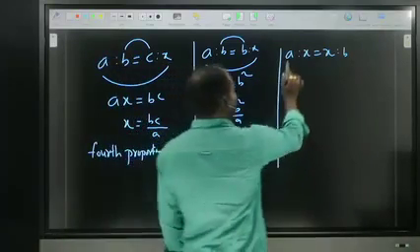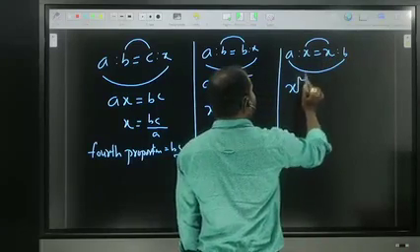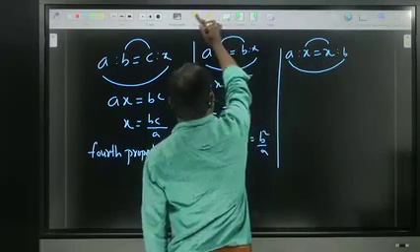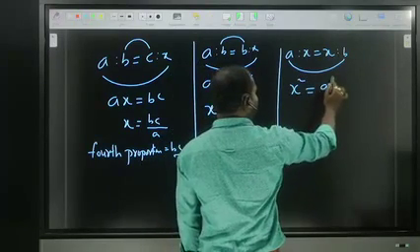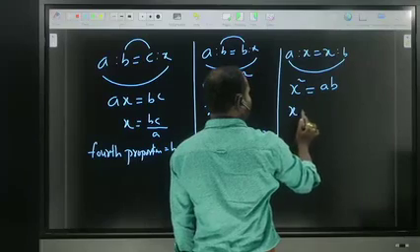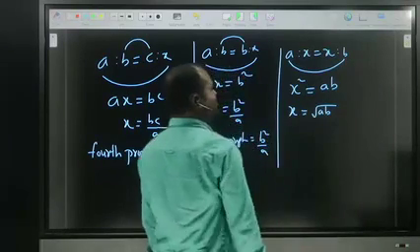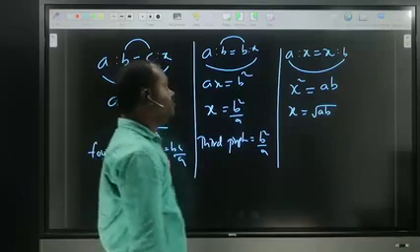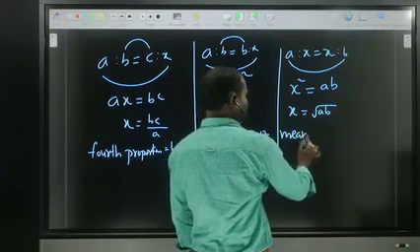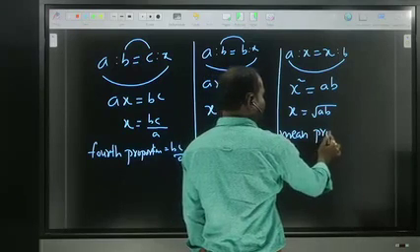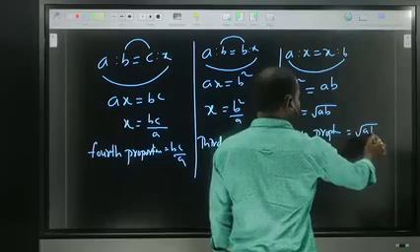So product of extremes equals product of means: X square is equal to AB. X is equal to root AB. X here is called the mean proportion because it is in the mean position. So the mean proportion formula is root AB.